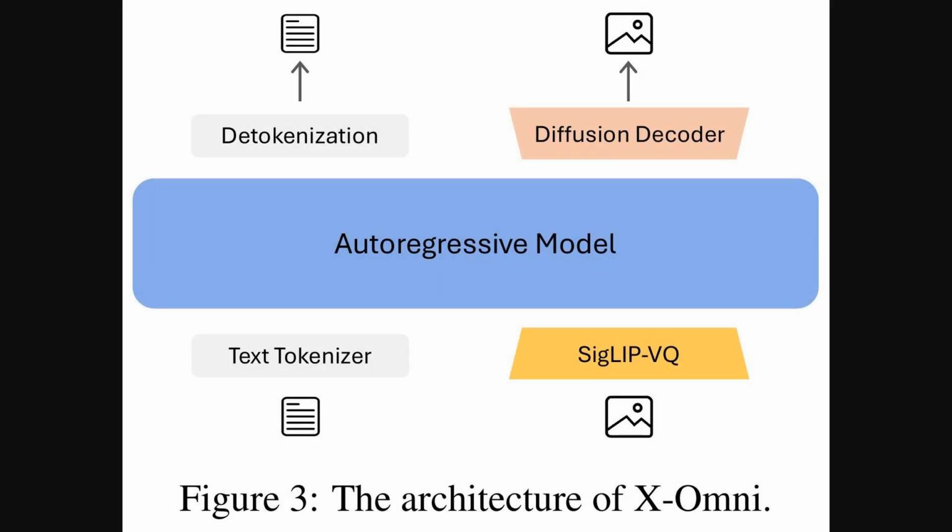Alright, so this figure shows the architecture that makes all this possible. At the very center, you have the unified autoregressive model. This is the component that reinforcement learning trains to get better. On the input side, it takes in text through a normal text tokenizer. For images, it uses a component called SigLIP-VQ, which is a semantic image tokenizer. It essentially converts an image into discrete tokens that capture its meaning. The autoregressive model then outputs a sequence of these tokens, which are fed into a diffusion decoder, a powerful tool that reconstructs the final, high-quality image.